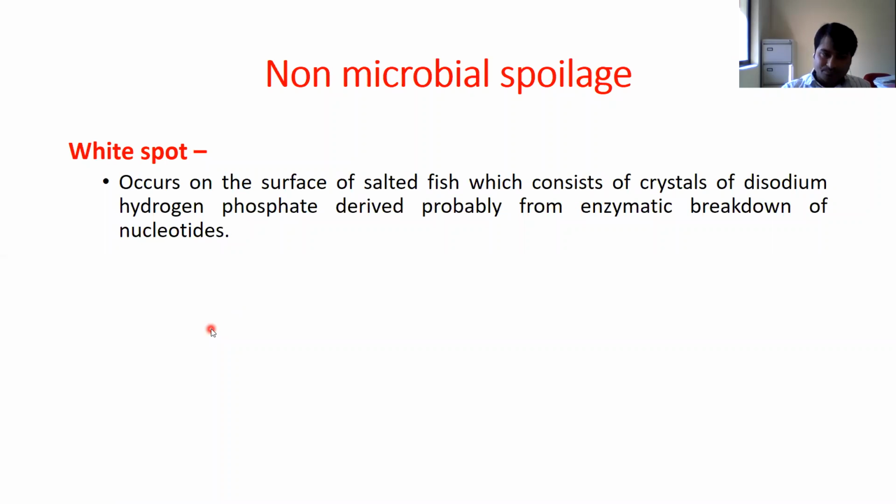Then white spots occurs on the surface of the salted fish, which consists of a crystal of disodium hydrogen phosphate. This is important, most commonly come in competitive exam. Disodium hydrogen phosphate की वजह से white spot formation होता है हमारा salted fish में. And this disodium hydrogen phosphate basically derived from enzymatic breakdown of nucleotides. जब हमारे enzymatic breakdown होता है nucleotides का, from that time this disodium hydrogen phosphate forms and it may appear on the surface of the salted fish and it may cause white spot formation.